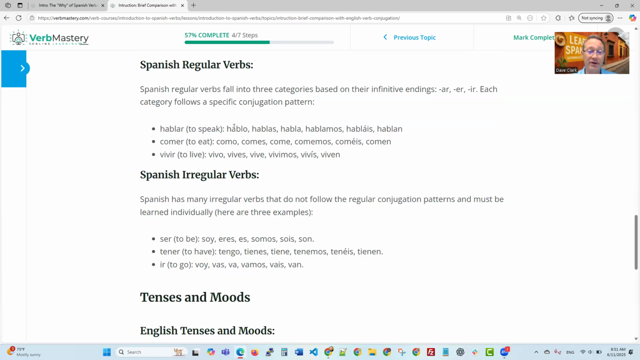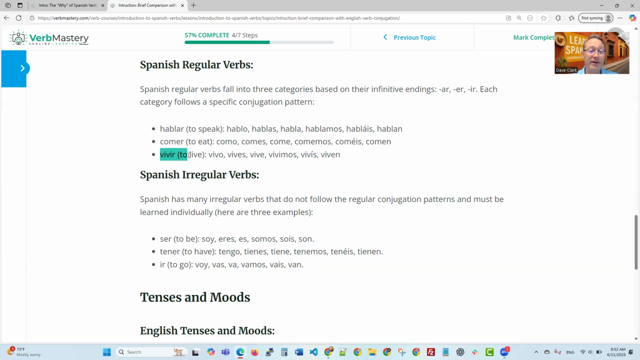We'll learn this more coming up, so don't worry too much. You don't need to memorize this here, but just know that there are differences. There's hablo, hablas, habla, hablamos, habláis, and hablan. The ER form is comer, to eat, and it is como, comes, come, comemos, coméis, and comen.